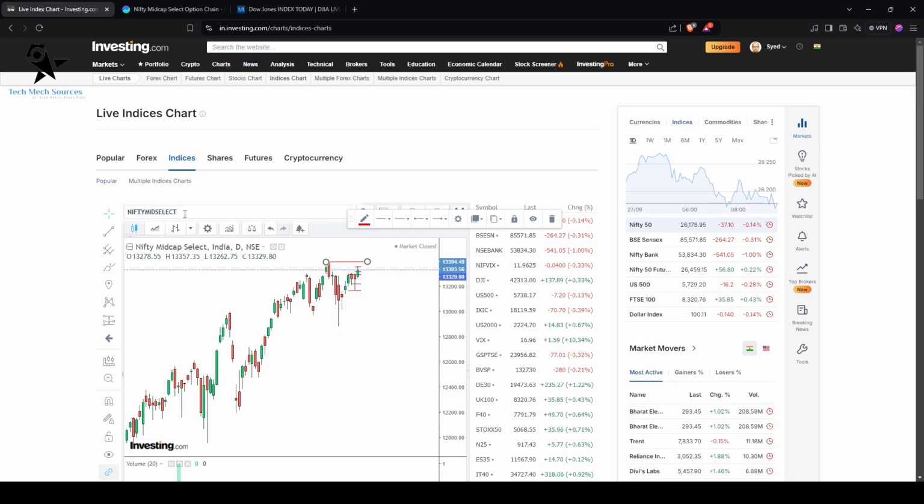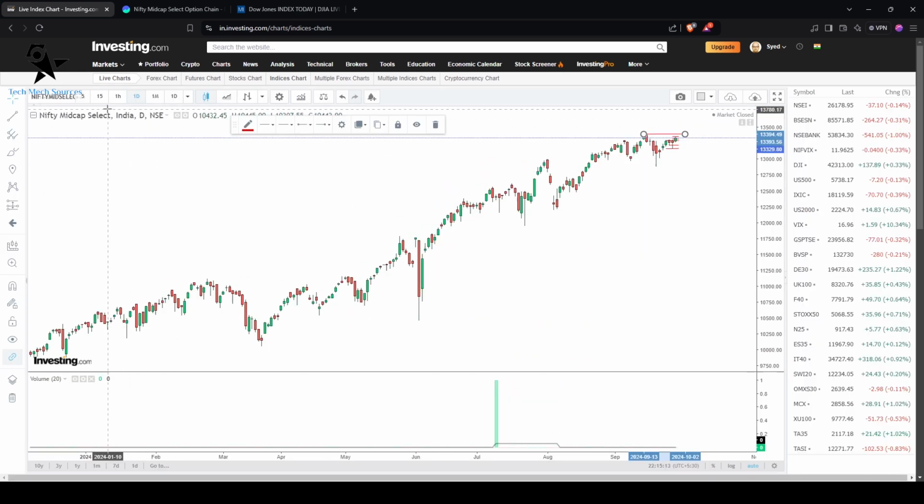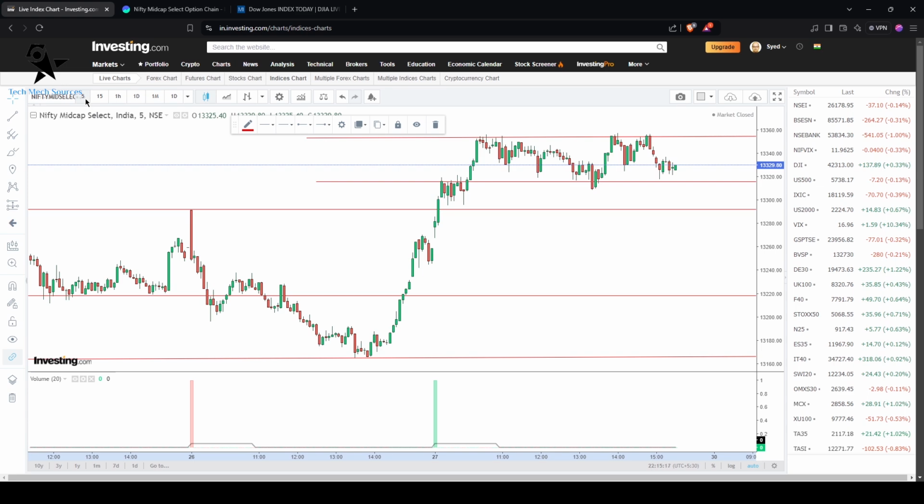Tomorrow is the expiry of Nifty Midcap Index, and we also call it Nifty Mid Select. You can see here, Nifty Mid Select. You can go to in.investing.com and you can see the details here. Okay, here, Midcap Select Nifty.